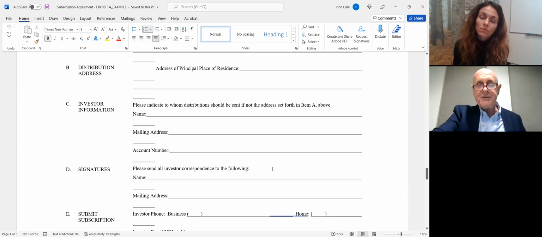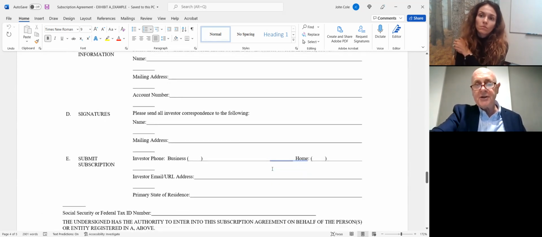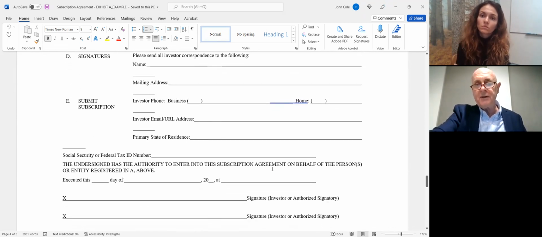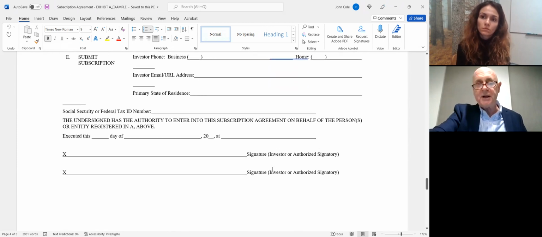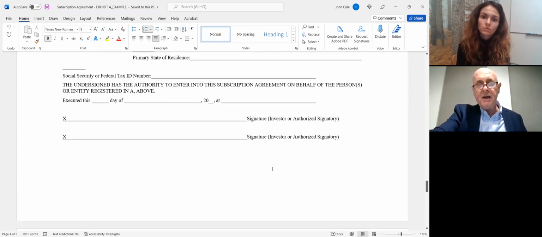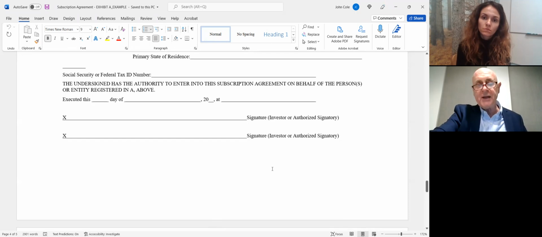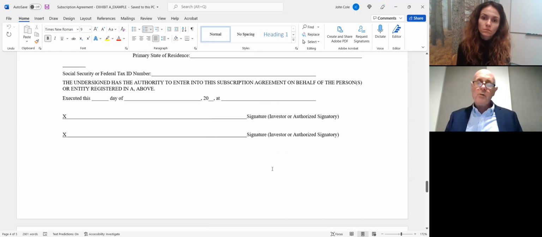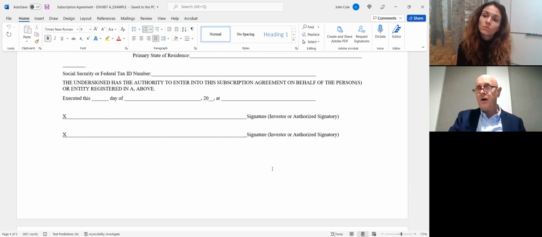because that's how I want to hold the shares. And then the address, the principal address, and distribution address, where you want to receive the company's information and correspondence, your phone number, email, and then the primary state that you're in. And I don't want to get off track too far, but the primary state is really important because there are blue sky rules when you're investing in companies, and there are certain states that you cannot take money from.